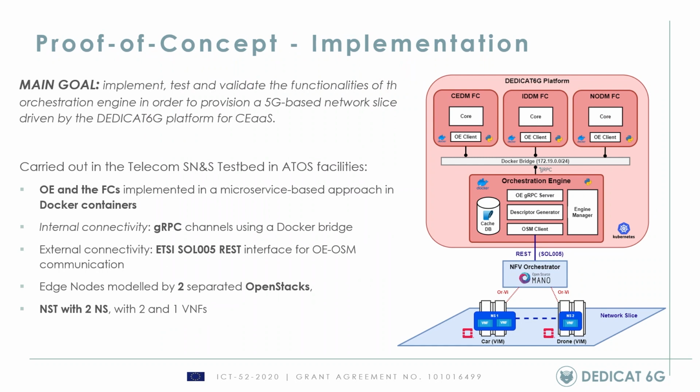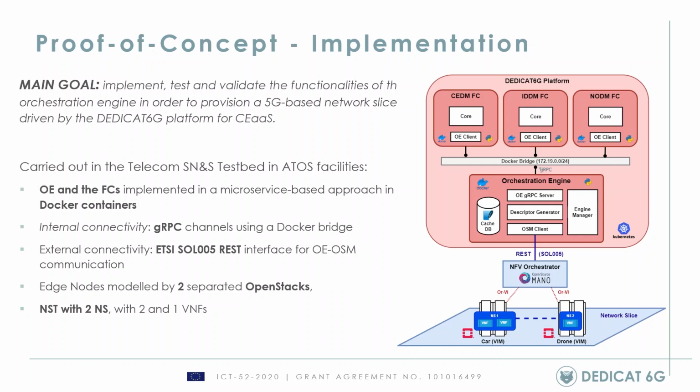This experiment was carried out in the telecom testbed in Atos premises. First, the orchestration engine and the functional components have been written in Python and implemented in a microservice-based approach, each in separate Docker containers. Containers communicate using gRPC channels by leveraging a Docker bridge. In addition, the orchestration engine can command OSM using its OSM REST interface.